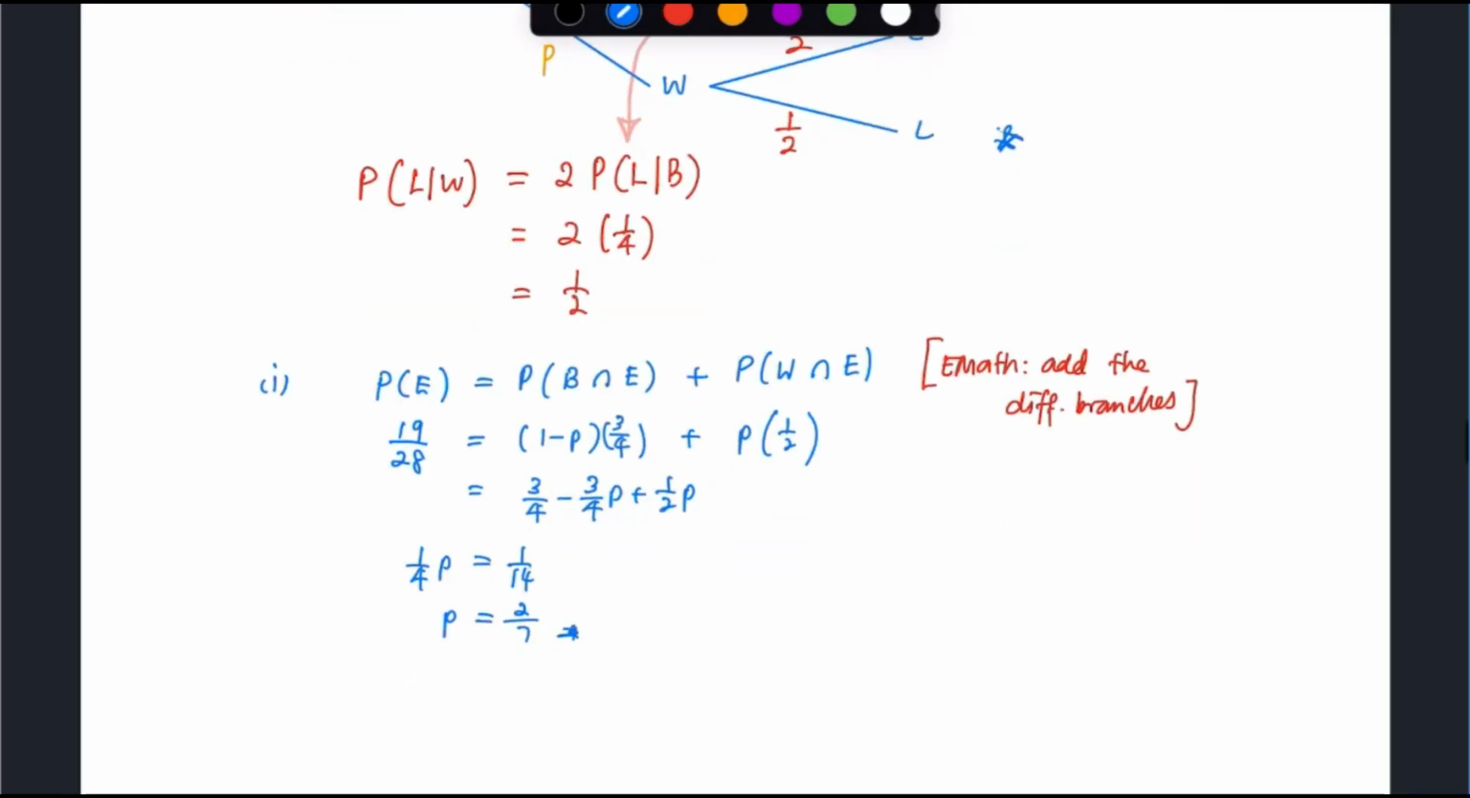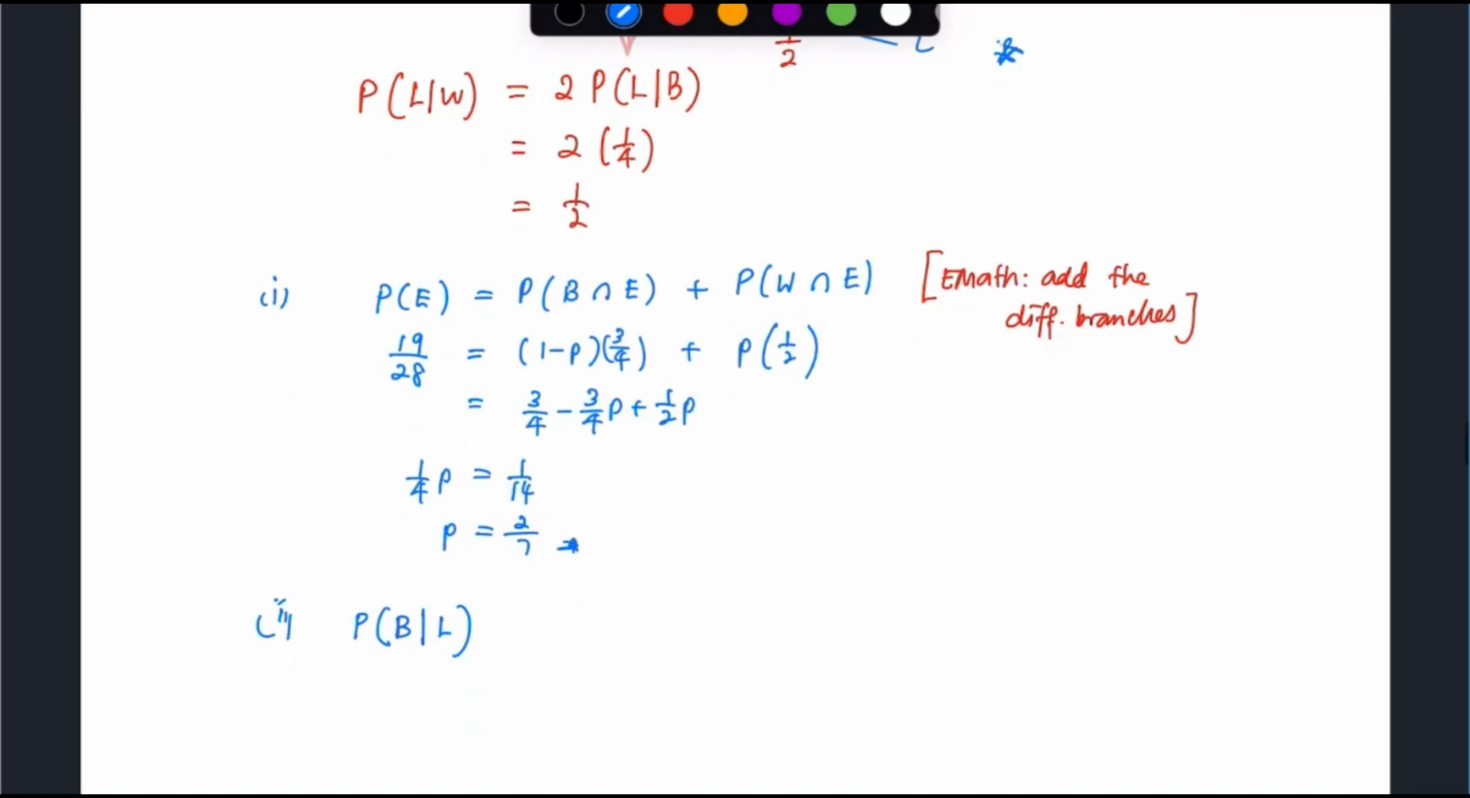Okay, part 2, we are looking for the probability that she has traveled by bus given that she arrives late. If we make use of conditional probability, this is the probability of taking a bus and being late, divided by the probability that she'll be late.